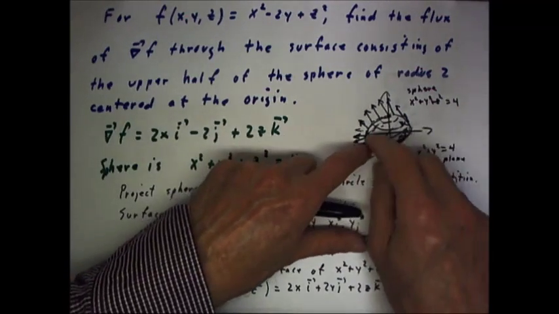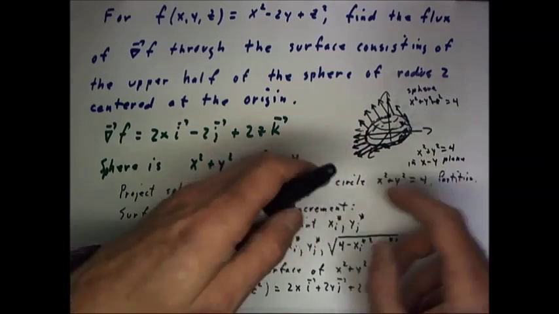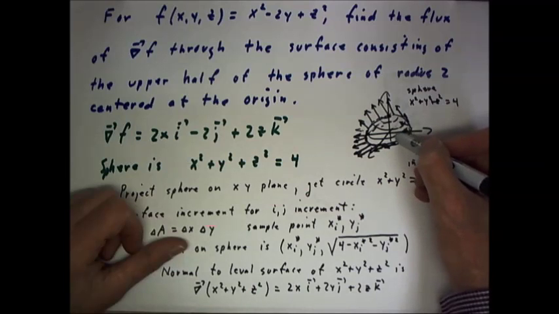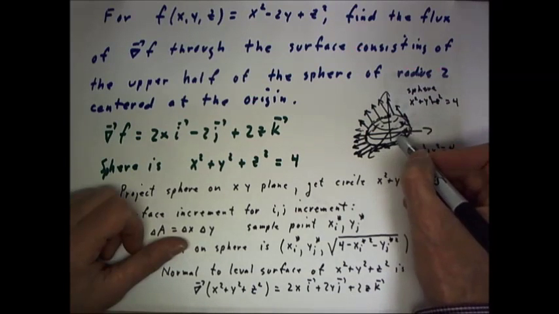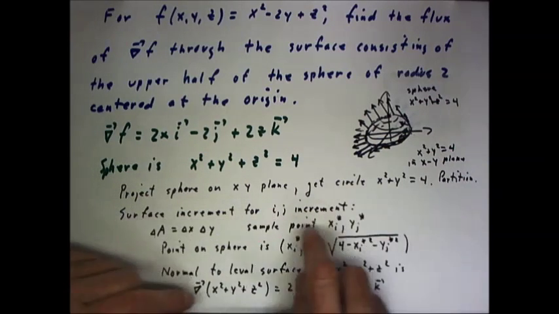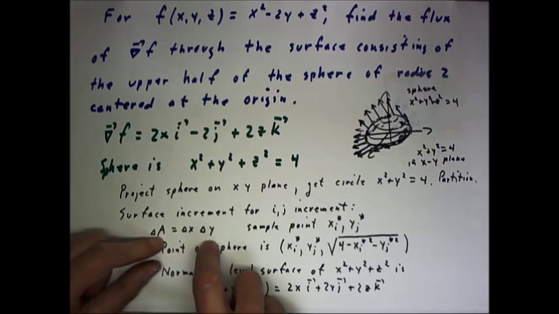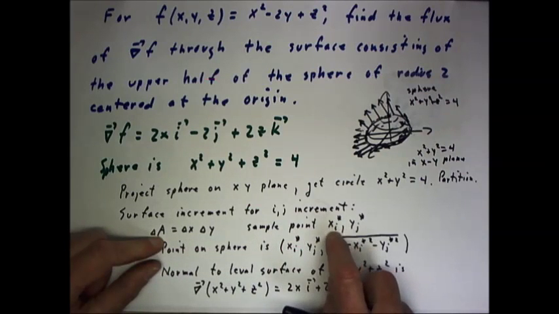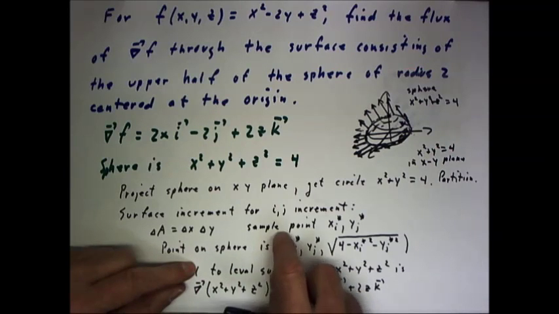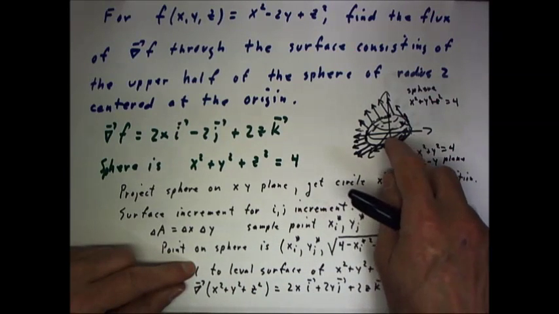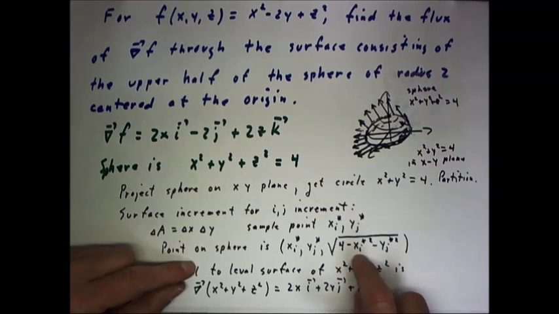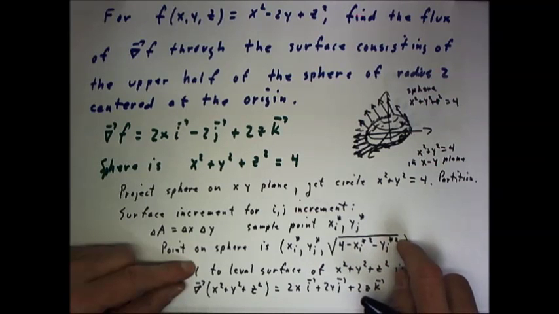So we know that we're going to partition the circle in the xy plane and then consider surface area increments lying above the partition regions in the xy plane, so that we're going to get ij increments within the xy plane of area delta x by delta y. The sample point is going to be xi star, yj star, and the point on the sphere corresponding to a point xi star, yj star in the plane is going to be xi star, yj star, square root of 4 minus xi star squared minus yj star squared.